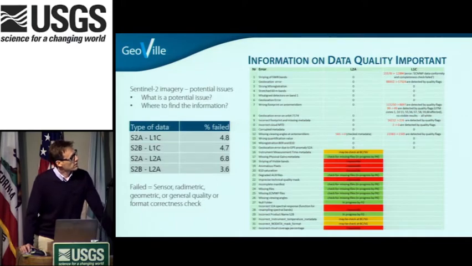So just a little bit of analysis about this metadata information. We actually installed the database, and you can now query this and then see, for example, that for Sentinel-2A and Sentinel-2B Level 1C imagery, the percentage of failed imagery is approximately the same.